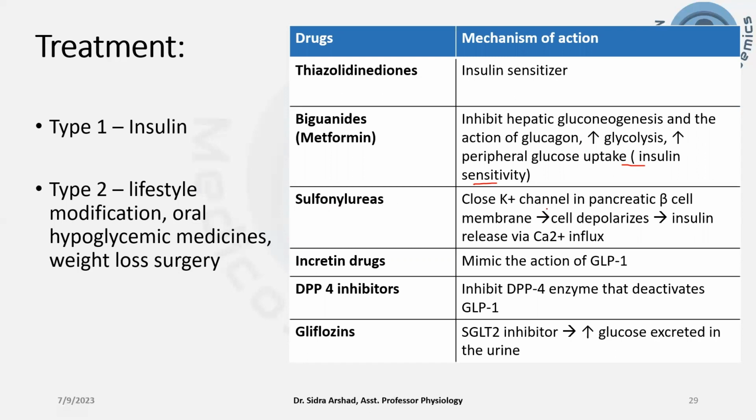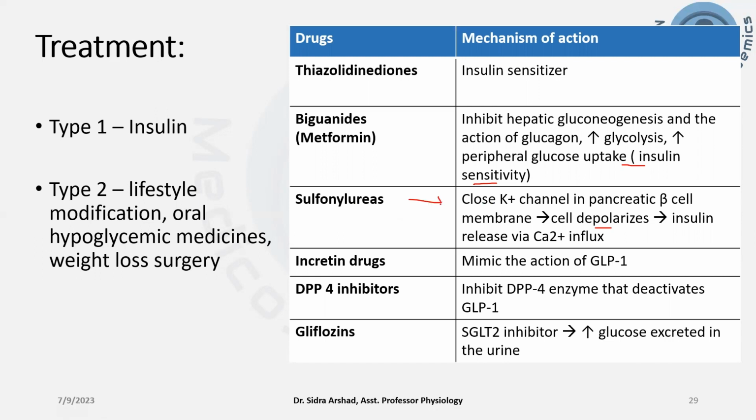Sulfonylureas close the potassium channel in the pancreatic beta cell membrane, and we have seen that the closure of this channel causes cell depolarization, which then opens up the voltage-gated calcium channels and causes the release of secretory vesicles. So insulin release is actually promoted by sulfonylureas, which act by inhibiting the ATP-sensitive potassium channels.